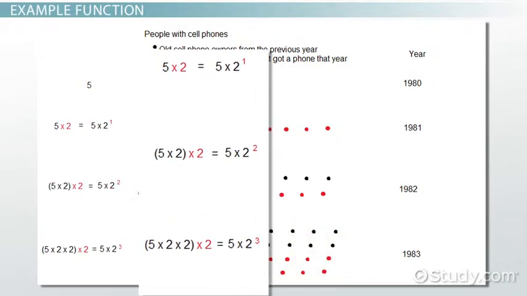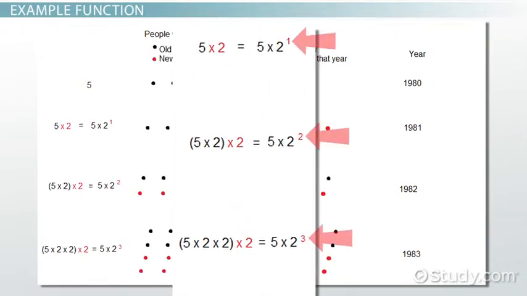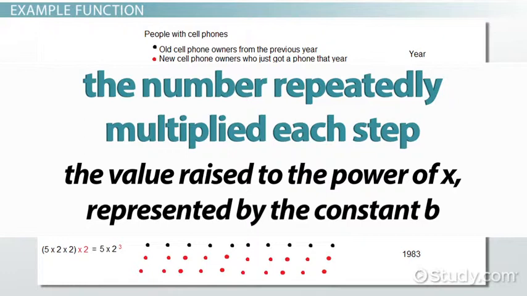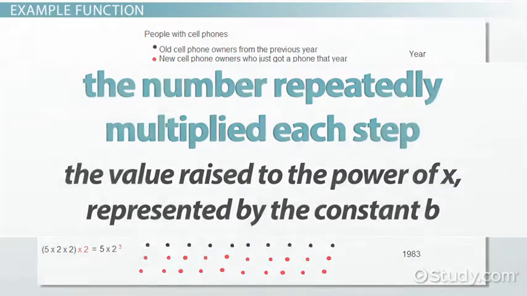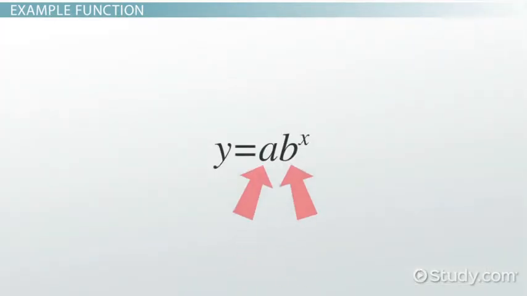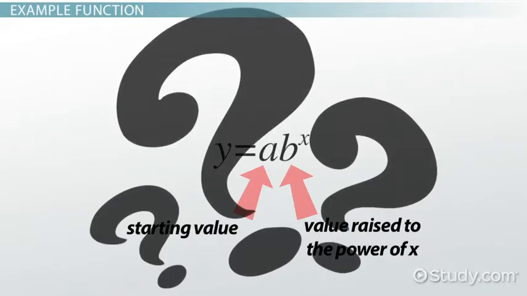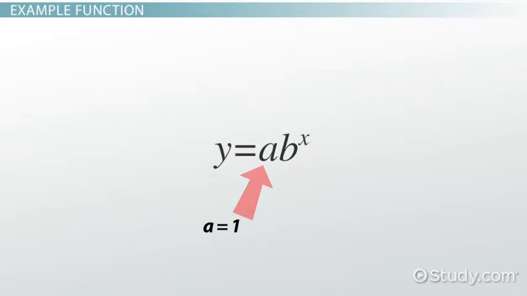We're adding 1 to the exponent every year, which means that we multiply 2 by itself one additional time every year. In this example, 2 represents the number repeatedly multiplied each step, the value raised to the power of x represented by the constant b. This is why we need 2 constants in the equation, one for the original value and one for the value raised to the power of x. This can be a little bit confusing because a lot of exponential functions start with just one thing to begin with, so a equals 1.